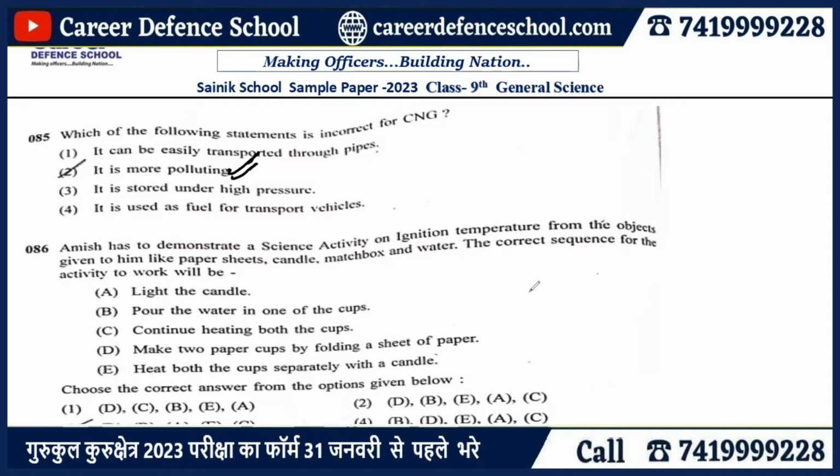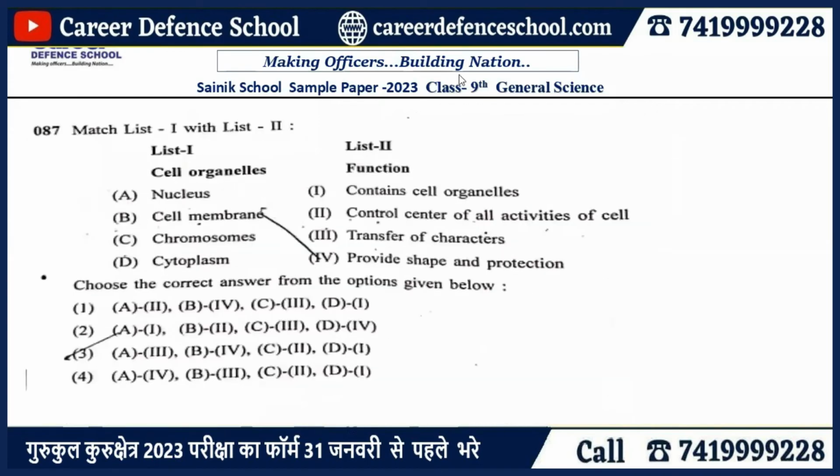ठीक है. So this question 86 has the correct answer option number third, because D, make the 2 paper cups by folding the sheet of paper. B, pour the water in one of the cups. Then A, light the candle. ठीक है. E, heat both cups separately with a candle. And then C, continue the heating of both cups. ठीक है. This is about the science activity on ignition temperature. ठीक है. Let's move on to the next one.